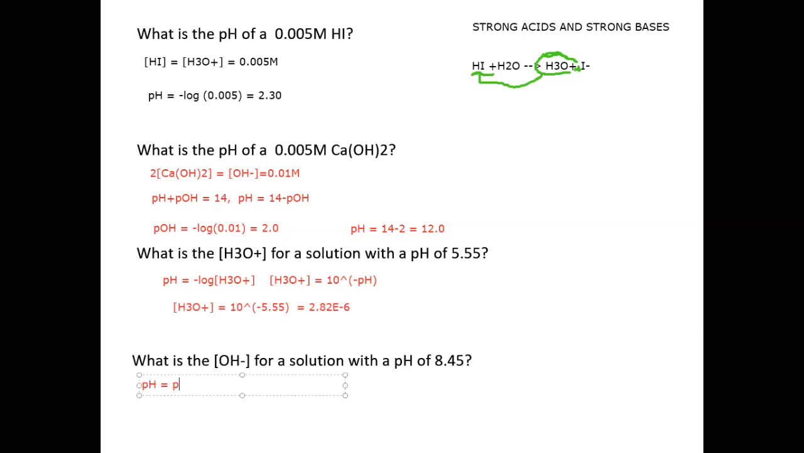pH plus pOH equals 14. So pOH equals 14 minus pH. So pOH equals 14 minus 8.45. So we get 5.55. Well, that's a convenient coincidence.